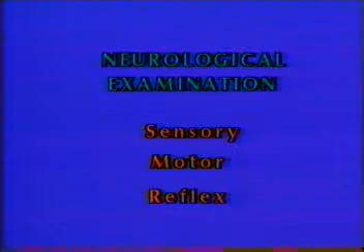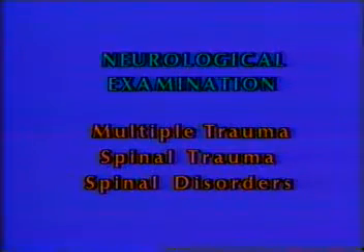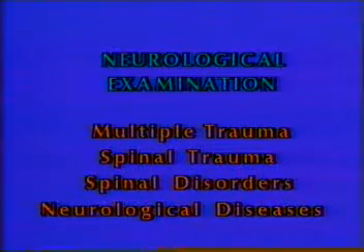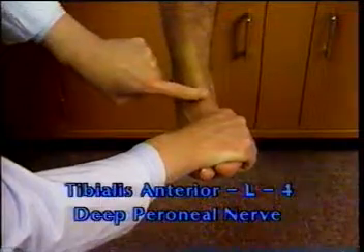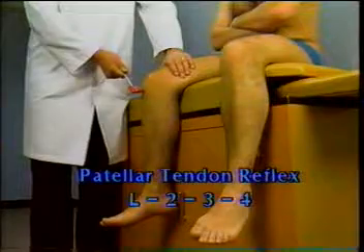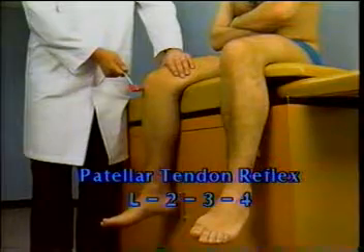Neurological examination. The complete examination of the musculoskeletal system requires a detailed and thorough neurological examination, and is especially important in multiple trauma, spinal disorders, and primary neurological diseases with musculoskeletal manifestations. It is essential to examine the sensory dermatomes and to know the root and peripheral nerve innervation of the various muscles and reflexes that can be tested throughout the body.